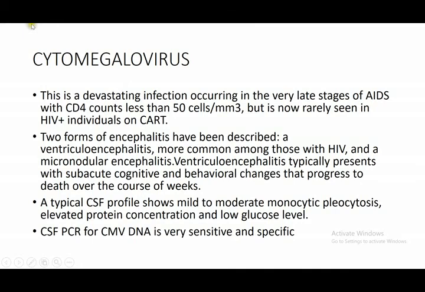On CART, which is basically combination antiretroviral therapy, patients are usually less likely to develop cytomegalovirus infection, but some patients will still develop this virus infection. This is a very devastating form of encephalitis. Two forms of encephalitis have been described: either ventricular encephalitis, which is more common, or micronodular encephalitis.